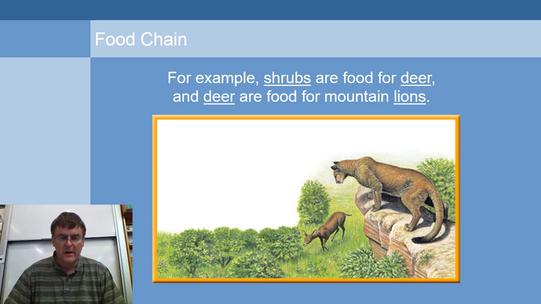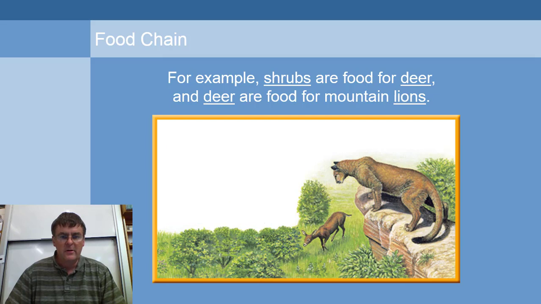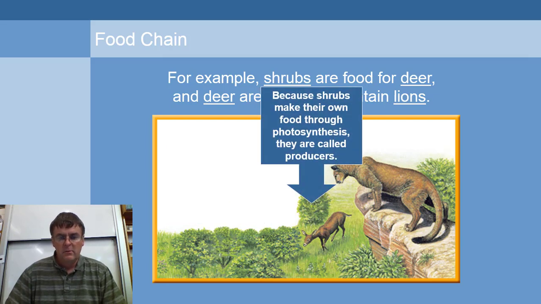So here it is, looking at our food chain. Shrubs at the beginning, energy comes in, they are producing the food. They're taking the sun's energy in, turning it into sugars, growing plant material which has energy in it, which the deer is then going to eat. Okay, so they're called producers, they're producing energy.